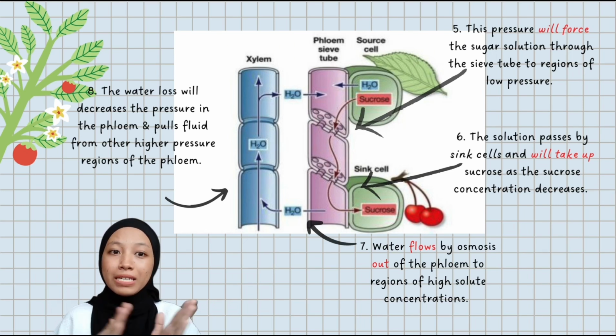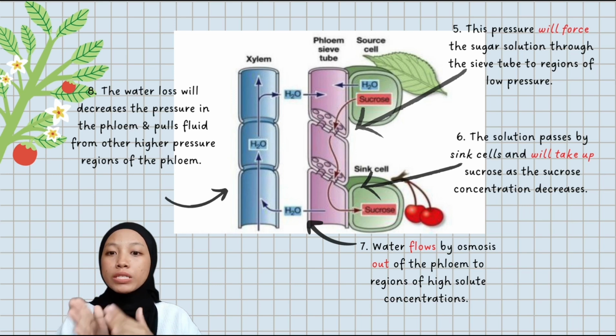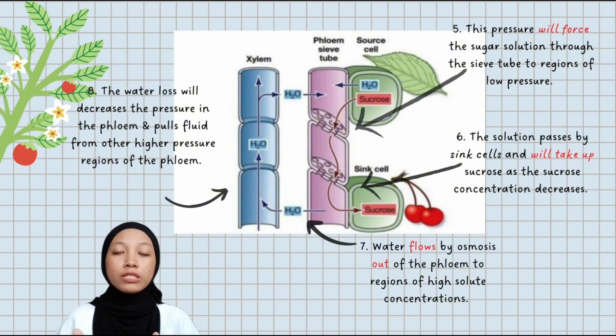The solution passes by sink cells, which will take up sucrose as the sucrose concentration decreases. Water flows by osmosis out of the phloem to regions of high solute concentration. The water loss will decrease the pressure in the phloem and pull fluids from other higher pressure regions of the phloem.